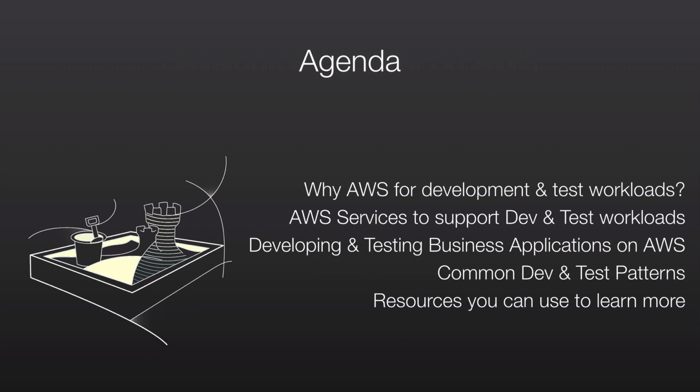The agenda that we have for you today. First of all, we're going to take a look at why you might run development and test workloads on AWS and just expand a little bit on what we've talked about there at a very high level on that prior slide. We'll then talk in detail about AWS Services that you can use to support dev and test workloads. We'll talk briefly about developing and testing commercially packaged business applications on AWS, and then we'll go and have a look at some common development and test architectural patterns. And lastly, we'll just show you a couple of quick resources that you can use to learn more about running development and test workloads on the AWS cloud. And obviously at the end, we'll have some time for Q&A and answer a few of the questions that you are hopefully going to submit during the session today.